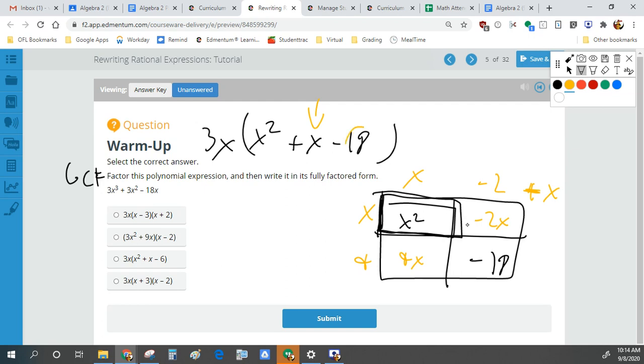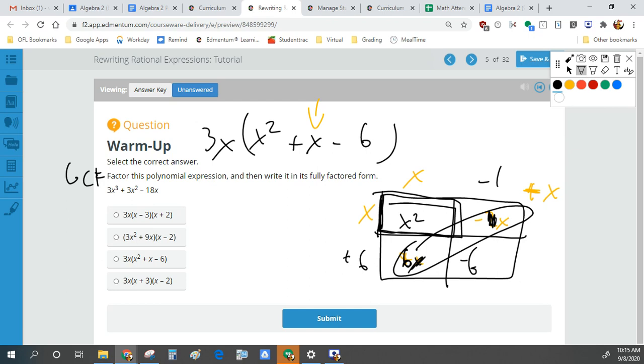Oh, wait, this is supposed to be a 6. That was my bad. My bad, guys. That was supposed to be a 6. So I could have tried positive 6 and negative 1 to get this negative 6. But what would have happened here is this would have been 6x, and this would have been negative x, which would not have given me that. So that's how that's happening.